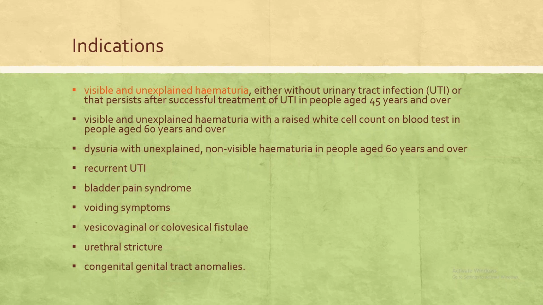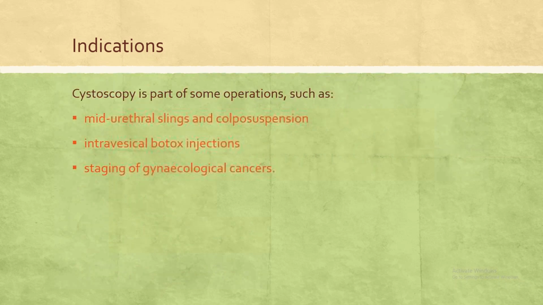Visible or unexplained hematuria with a raised WBC count when the age is 60 or more. Unexplained dysuria, non-visible hematuria above 60 years, recurrent UTI, bladder pain syndrome, voiding symptoms, vesicovaginal or colovesical fistulae, urethral stricture, and congenital genital tract abnormalities. Now, as a part of other surgeries, cystoscopy is done for mid-urethral slings and colposuspension, intravesical Botox injection, and staging of gynecological cancers.